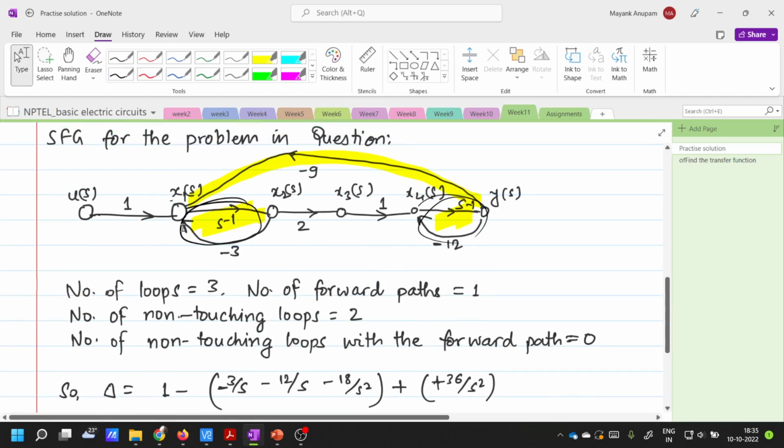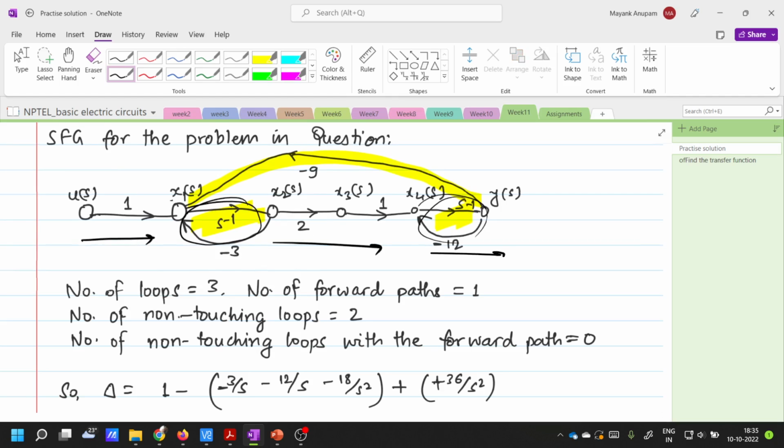Again, how many loops are there which are non-touching with the forward path? Okay, that also we have to find out. So this is the forward path from u. This is the forward path, right? U to y directly, and u to x1 to x2 to x3 to x4, and then finally y. And there are 3 loops. This loop is one, this loop is one, and this loop is another one.